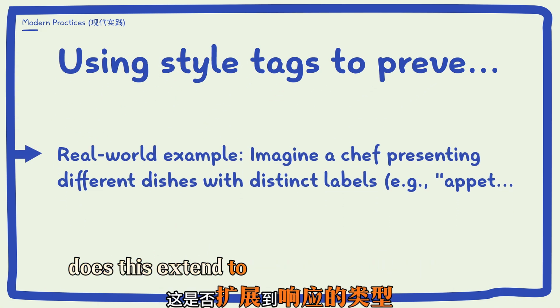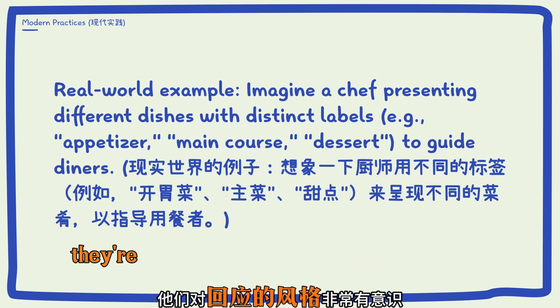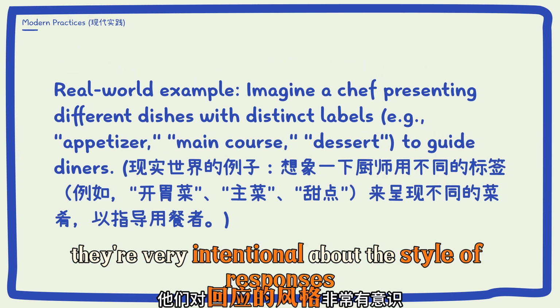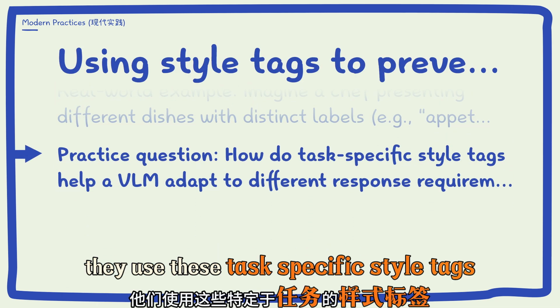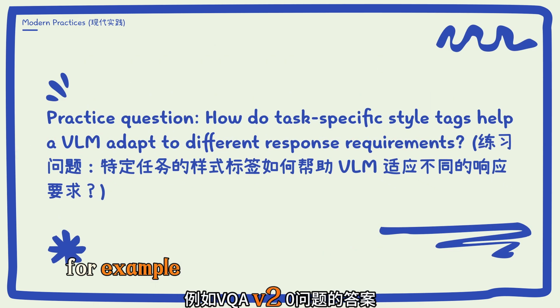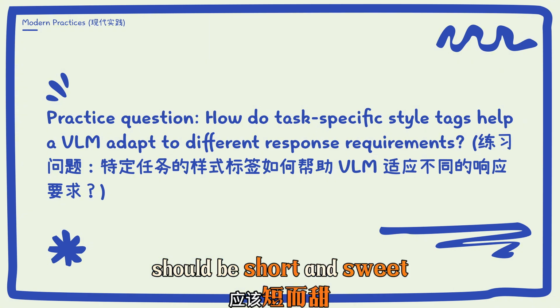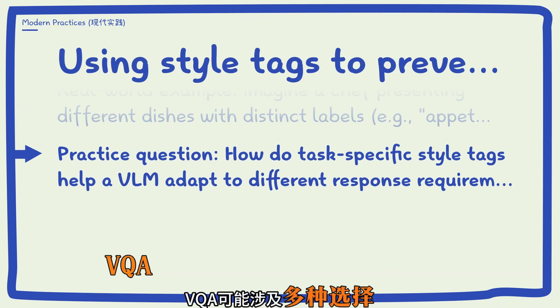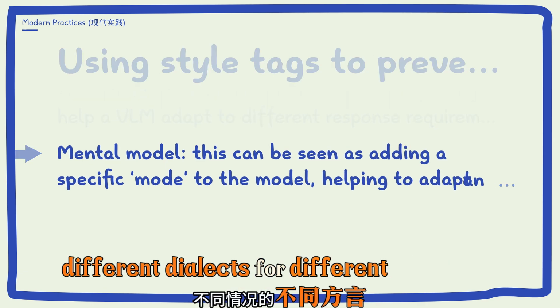Does this extend to the types of responses Molmo learns to generate? Absolutely. They're very intentional about the style of responses as well. During fine-tuning, they use these task-specific style tags, so Molmo learns to tailor its answers appropriately. For example, answers for VQA v2.0 questions should be short and sweet, while answers for A-OKVQA might involve multiple choices. It's like teaching Molmo different dialects for different situations.